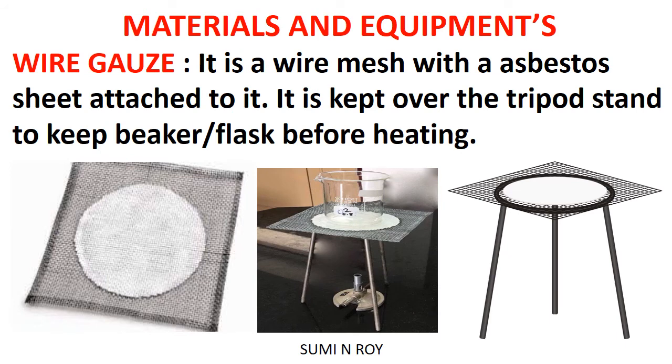The next is the wire gauze. It is a wire mesh with an asbestos sheet attached to it. It is kept over the tripod stand to keep the beaker or flask before heating. We cannot directly heat the beaker, so we first use this wire gauze, then we heat the beaker.